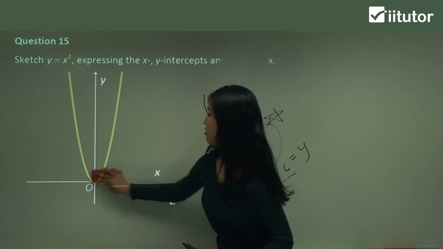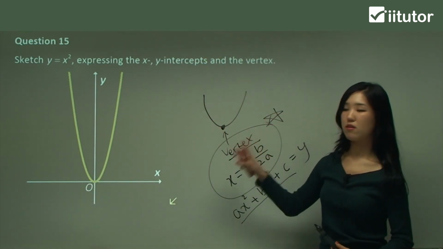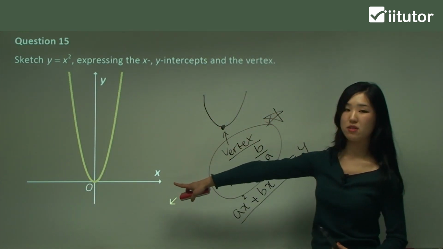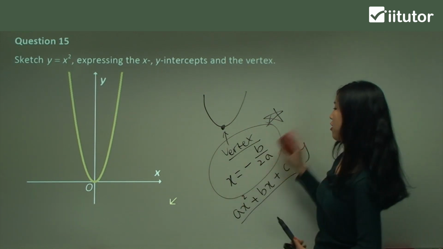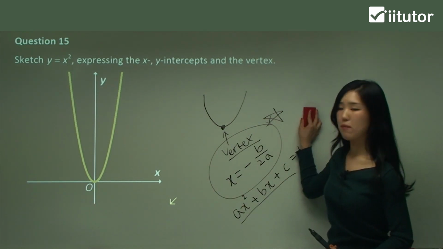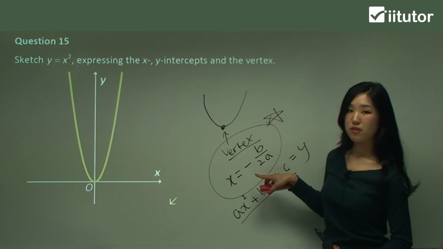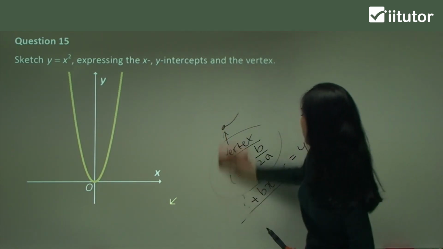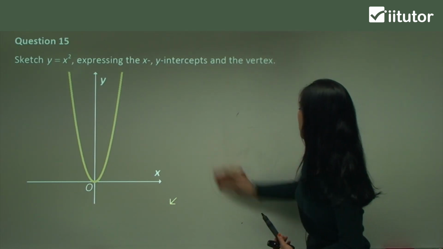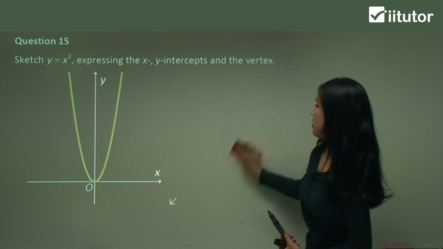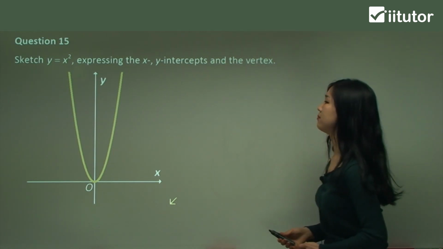And there's no real need to label anything because the x-intercept, the y-intercept, and the vertex are all at the origin. So no point labeling anything. And make sure you got this down because this is important. Okay, so now that we've done the first one, let's move on.